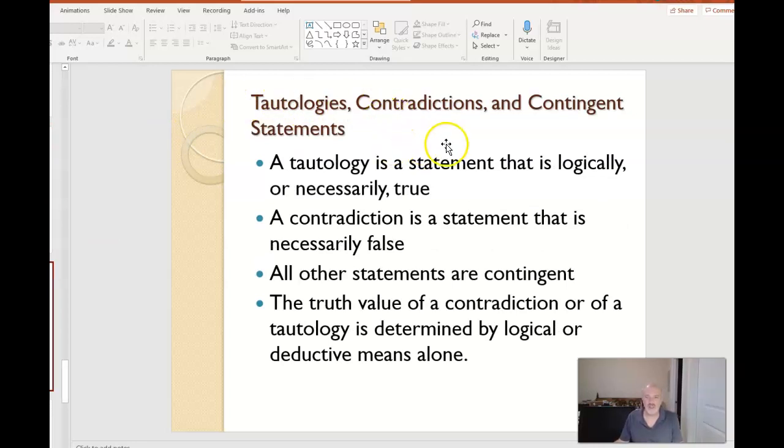Tautologies, contradictions, and contingent statements relate to the truth of statements, rather than the success or validity of arguments. A tautology is a statement that is logically or necessarily true. A contradiction is something that's necessarily false, and every other statement, if it's not one of those two, is contingent, which just means it depends on certain things as to whether it would be true or false. It's dependent on something in our actual experience.